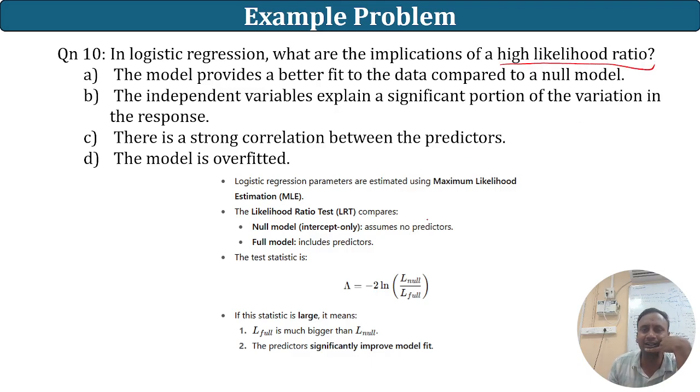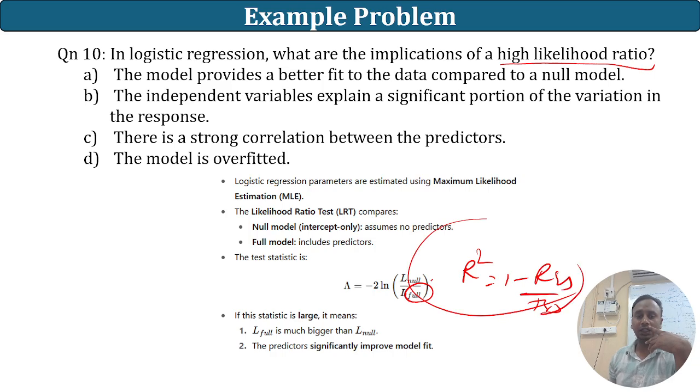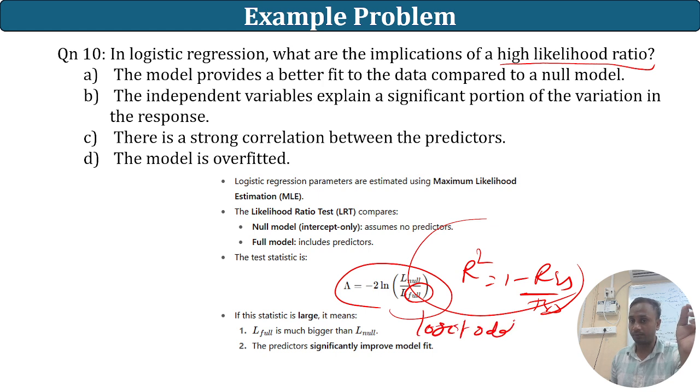There are some terms that I have missed there: L null and L full. It will tell something similar to what we had earlier, 1 minus RSS by TSS. Similarly here, because earlier it was normal, now it's a log, the logit function, the logit odds function.